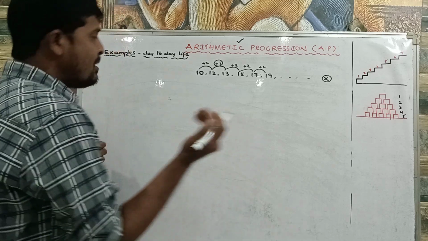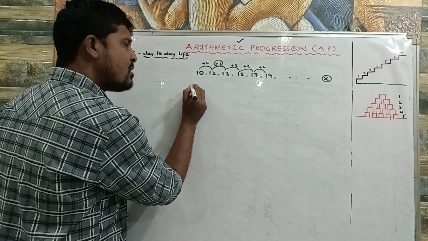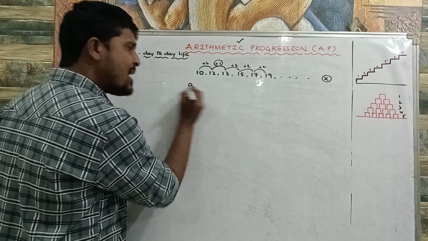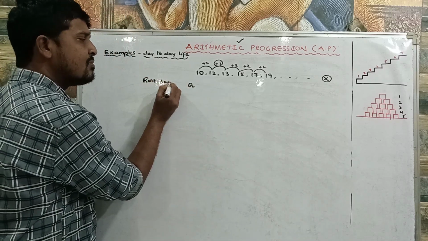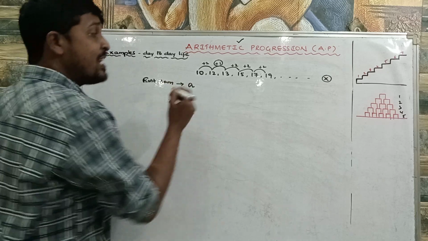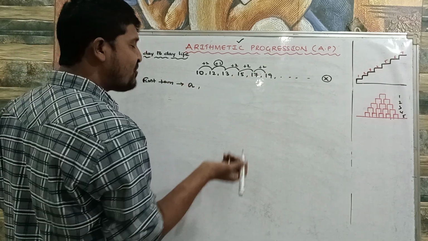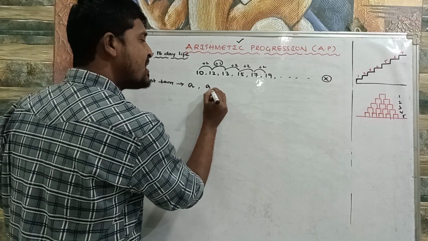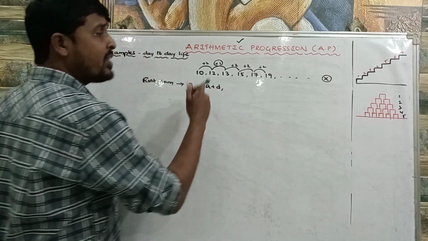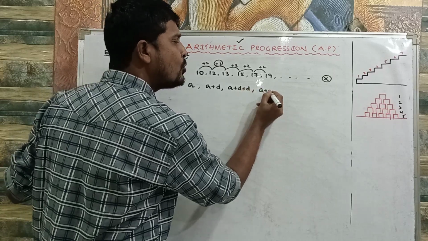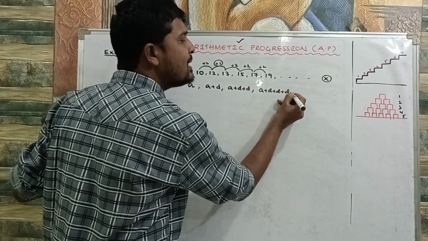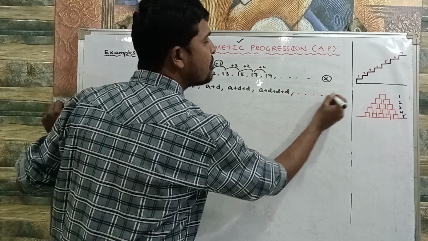Now tell me, in arithmetic progression, we are going to take the first term as A. So A is our first term. Then what is the next number? I told you the common difference is to be added. Let us take it as D. What is the next term? I have to add the common difference again, and again, and so on.